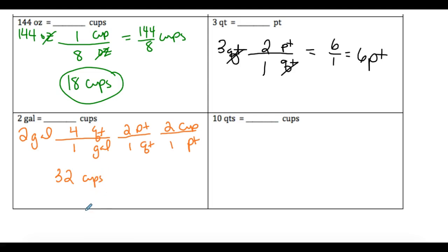So 2 gallons is 16 cups. That also means 1 gallon would be 16 cups. So if you want to write that down, you're welcome to. Good to know. 1 gallon is 16 cups.